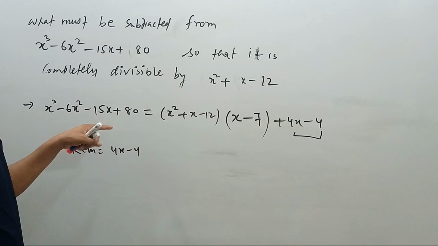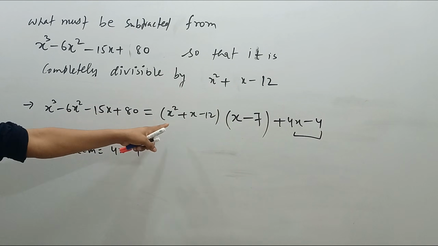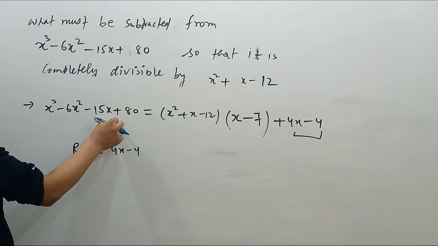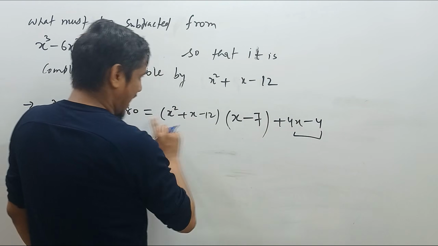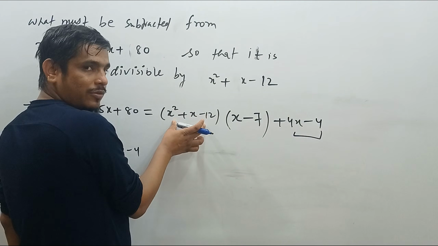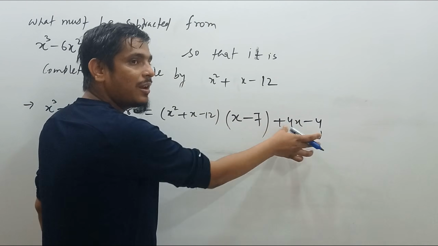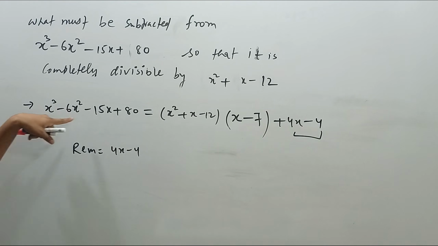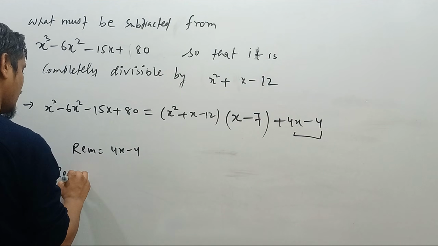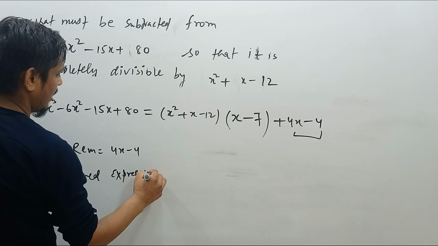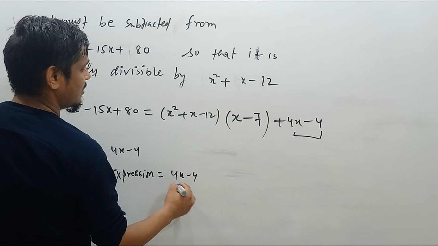Then only this will be completely divisible by x square plus x minus 12. Just think: if I subtract 4x minus 4 from both sides, the right side term becomes 0. It means on the right side the divisor is this one, this is the quotient, and the remainder is 0. So if 4x minus 4 is subtracted from the given polynomial, it will be completely divisible. So the required expression or polynomial is 4x minus 4, which needs to be subtracted.